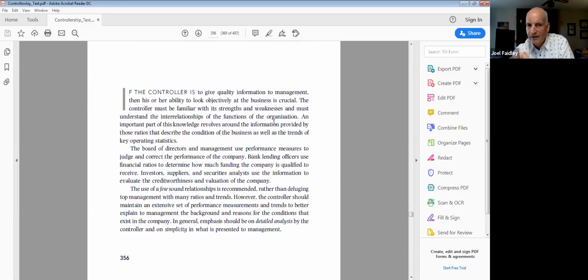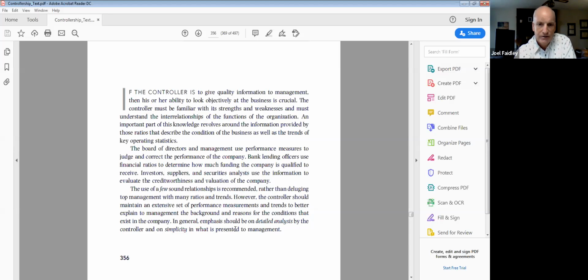It says an important part of this knowledge revolves around the information provided by those ratios that describe the conditions of the business, as well as the trends of key operating statistics. A lot of companies call those KPIs, key performance indicators, or metrics is another term that's used and thrown around a lot. But these performance measures are very important.